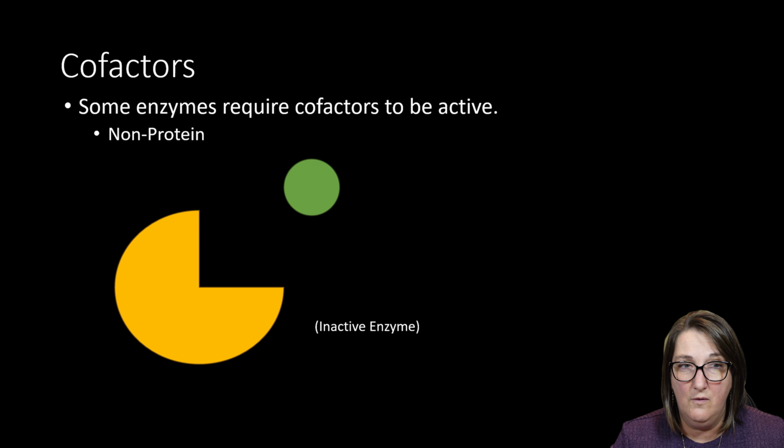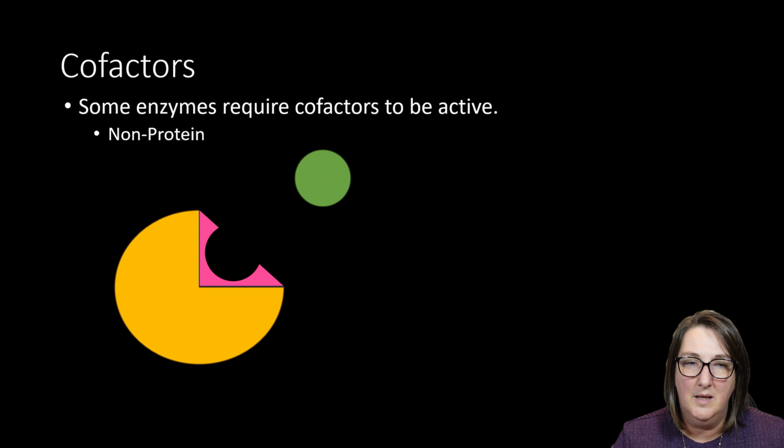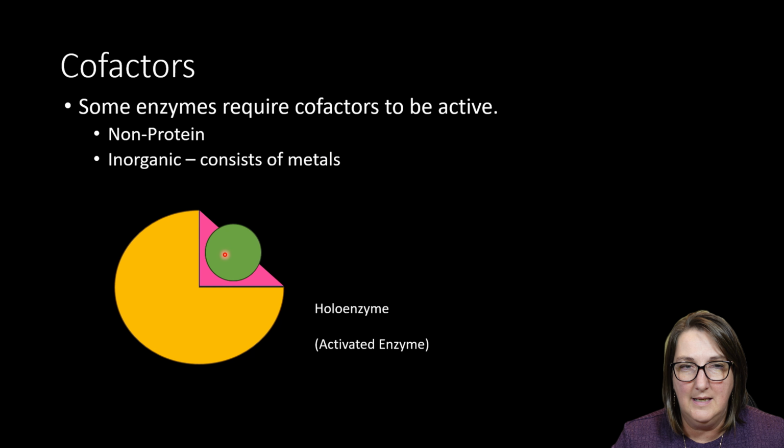You also have what are called cofactors. Some enzymes require a cofactor to be active, and these are going to be non-proteins. So here I have a substrate, and I have this little Pac-Man guy right here. This circle will not fit in here, but I can bring in a cofactor that will have a specific shape where it will attach to this active site, but another part of it will help to break down some of these other substrates. So this will come in, my substrate will come in, and then it will break it down. This is the pink little piece right here. This is a non-protein, which means it's inorganic.